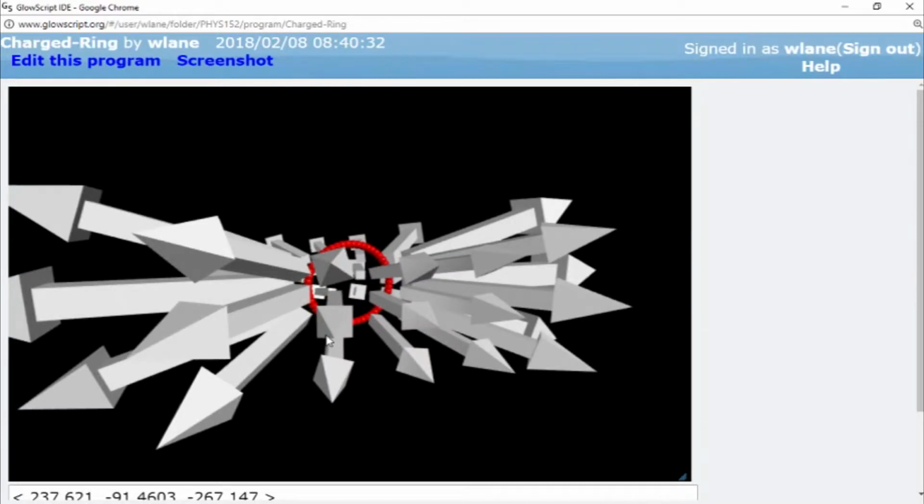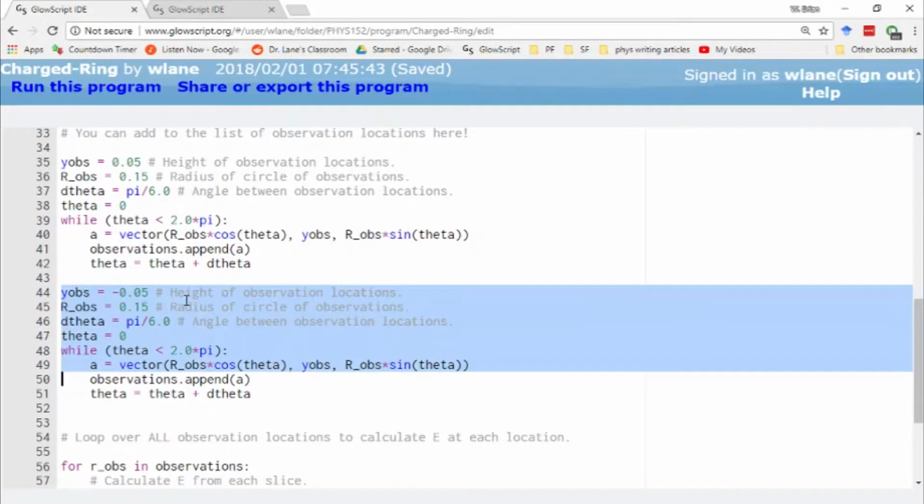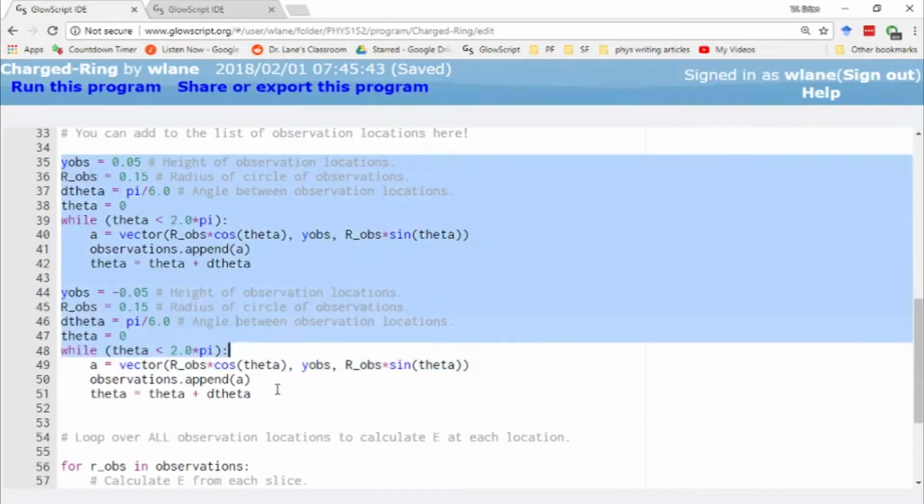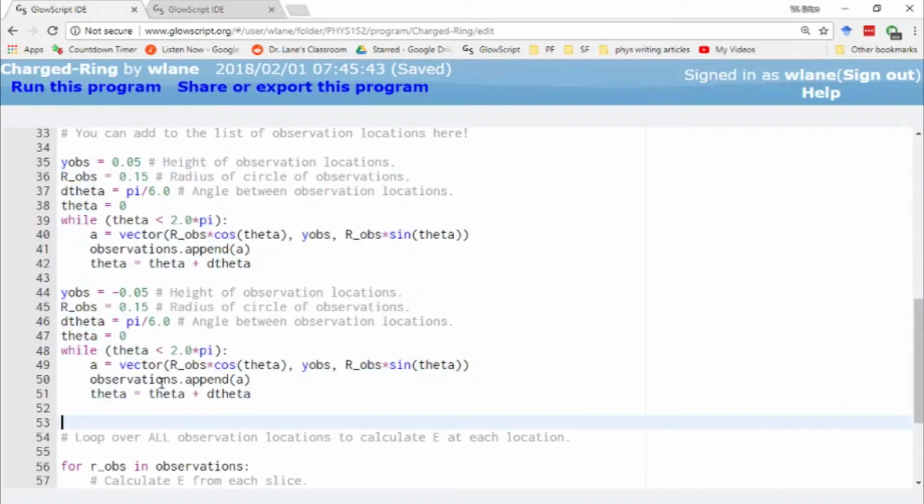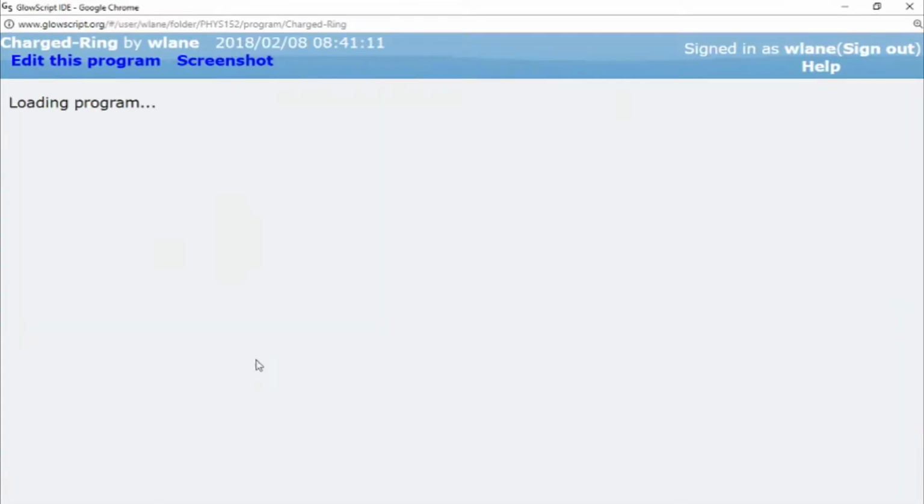Let's add just a couple more sets of observation points just to get a complete picture. Let's take this whole thing and copy, Control-C, and paste Control-V. And let's put these all the way up to the top and the bottom of the ring. Get a complete picture here.